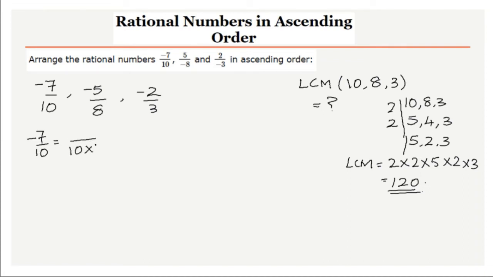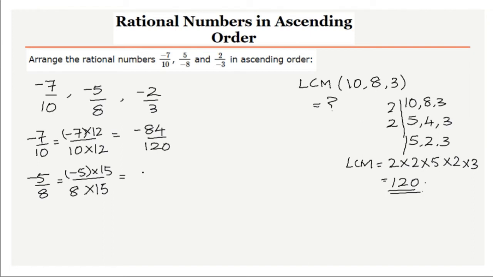Let me express negative 7 upon 10 with the denominator as 120. For that, I'll multiply 10 with 12. Hence, the numerator also I'll multiply with 12. I get negative 84 upon 120. For the next rational number, it's minus 5 upon 8. This 8 has to be multiplied by 15. So minus 5 should be multiplied with 15. We get negative 75 upon 120. At the same time, I'll express minus 2 by 3 with the denominator 120. So 3 is to be multiplied by 40. So minus 2 has to be multiplied by 40. I get negative 80 upon 120.